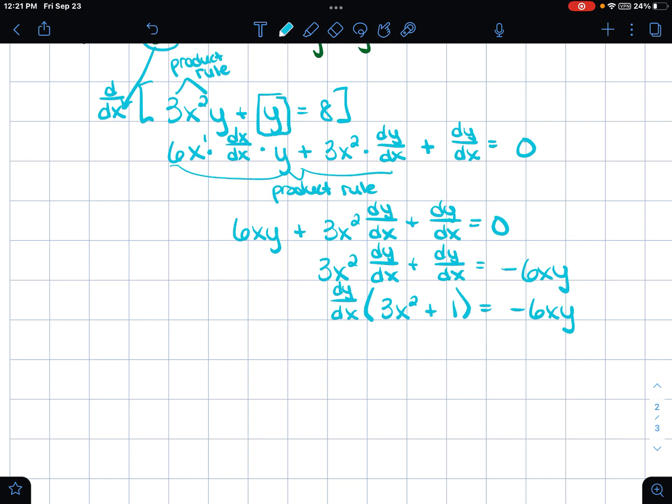Okay, the goal is to isolate dy dx, so the last step then is to divide both sides by 3x squared plus 1, so we end up with this, negative 6xy over 3x squared plus 1. And we just found dy dx. If we had a point on the curve, we could find the slope at that point, but that's not what it asked. So we're just going to stop.